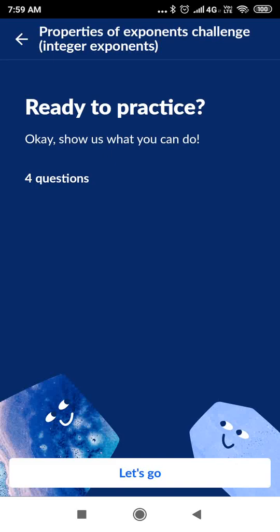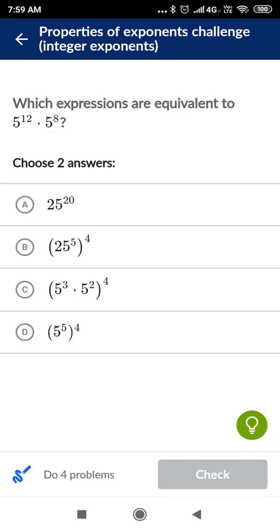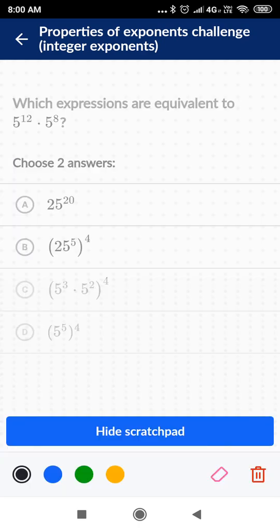Properties of exponents challenge, integer exponents. We have to compare the expressions, so we'll convert them into an equivalent form. First of all, 5 to the power 12 into 5 to the power 8 is equal to 5 to the power 12 plus 8, that is 5 to the power 20.